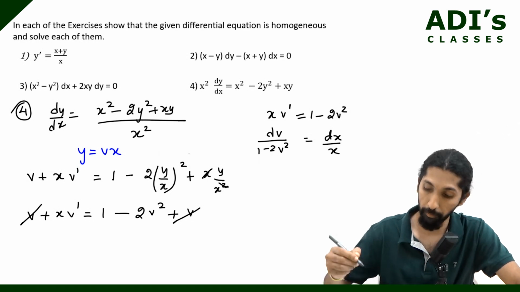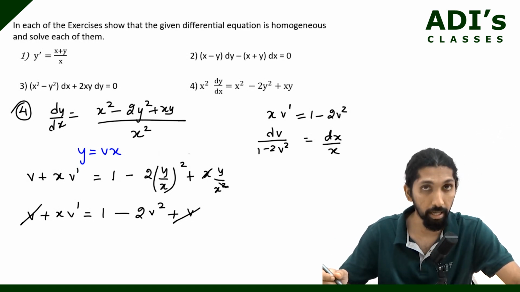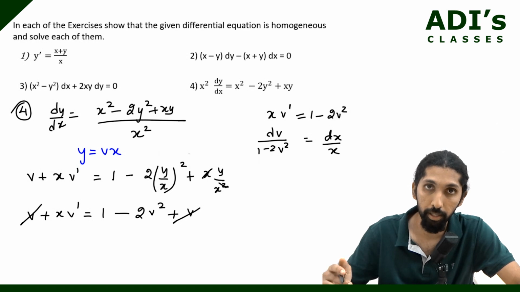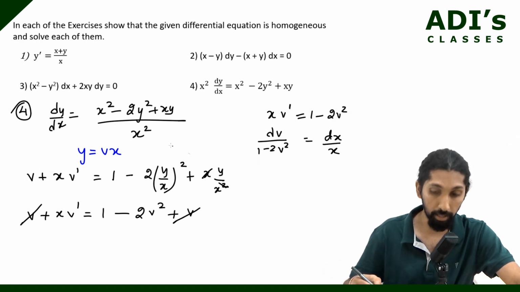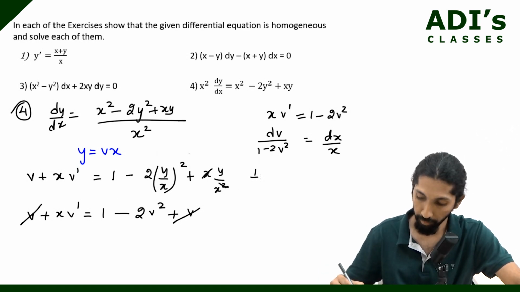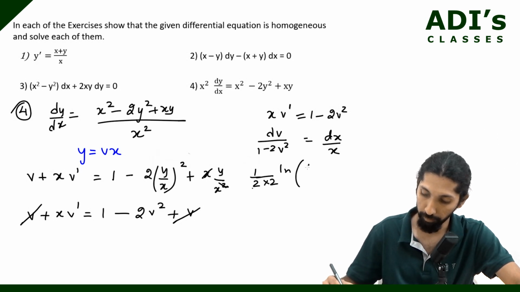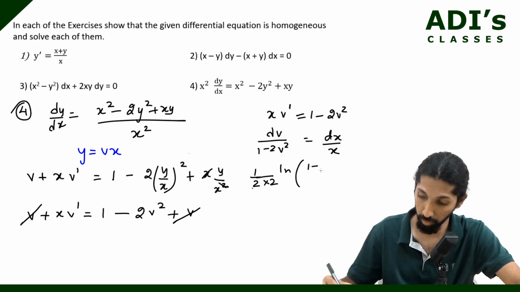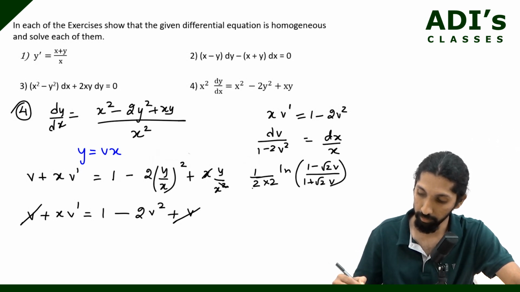Now this is of the form 1 by a square minus x square, correct? When it's 1 by a square minus x square, you are going to get 1 by 2a log of a minus x by a plus x, right? So in this case, it is going to be half, first part, into 1 by 2a. So 1 by 2 into 2 log of 1 minus, so this is going to be a square minus x square, correct? So root 2 v by 1 plus root 2v, correct?